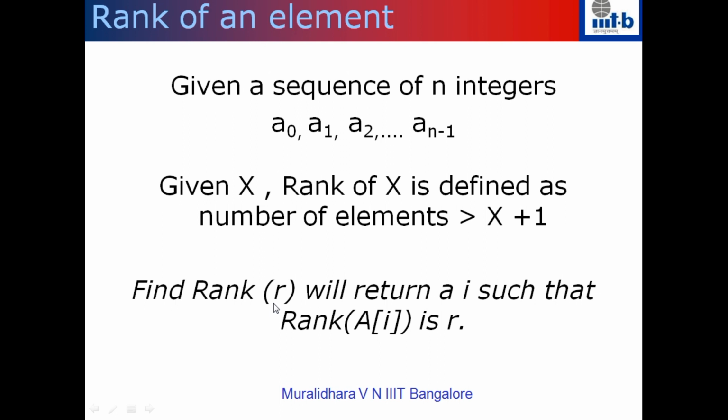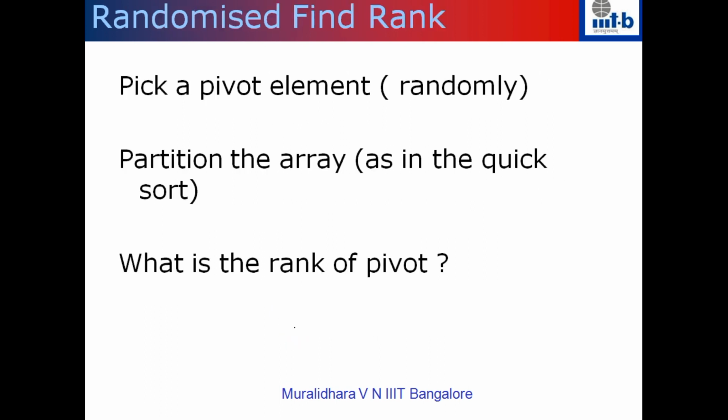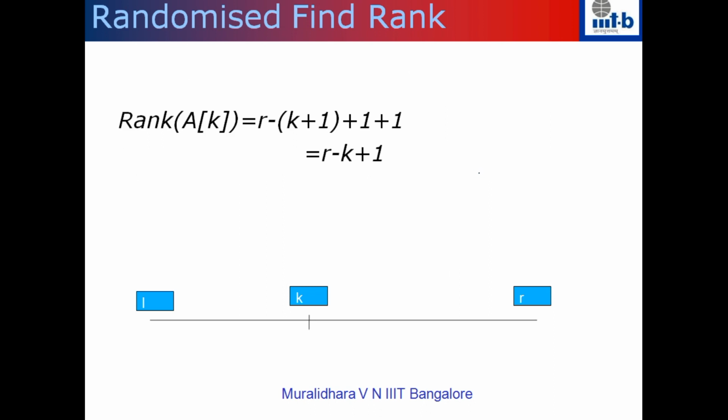We will first look at a randomized algorithm. As done in the case of quicksort, we will pick a random pivot, partition the array with respect to this pivot, and then ask the question: what is the rank of the pivot? Let's look at what is the rank of the pivot.